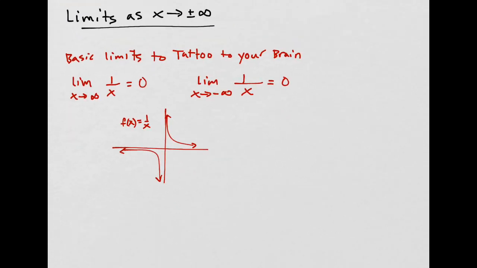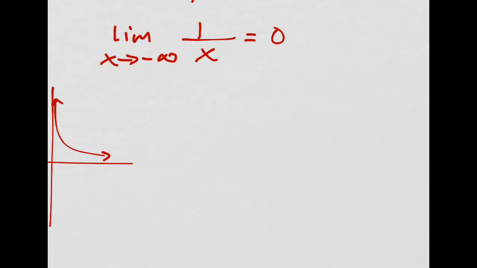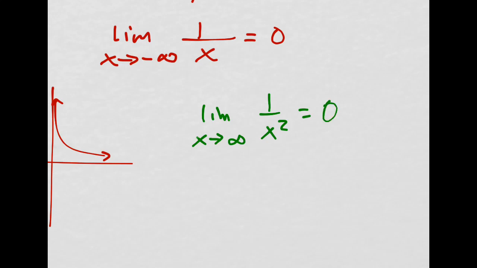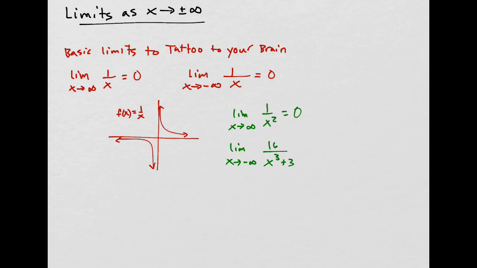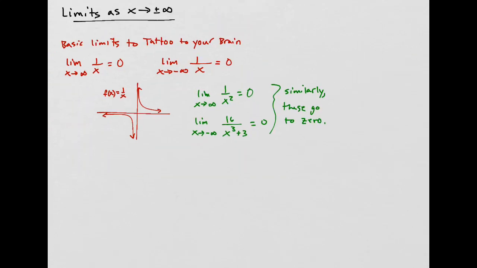So if you just remember those two things, they tell you the limits as x goes to infinity. So that's something to remember. It's very similar with, let's do it in green, the limit as x approaches infinity of 1 over x squared. That would still be 0. It's also similar to the limit as x approaches negative infinity of, say, 16 over x cubed plus 3. All of these are very similar because the denominator is still getting super large, negative or positive, and the numerator is staying still. So these still go to 0.